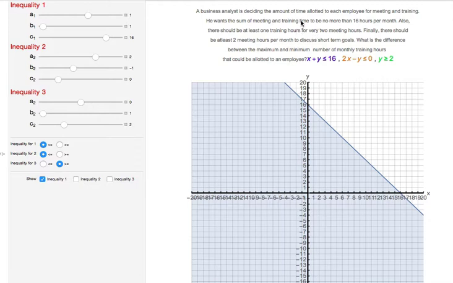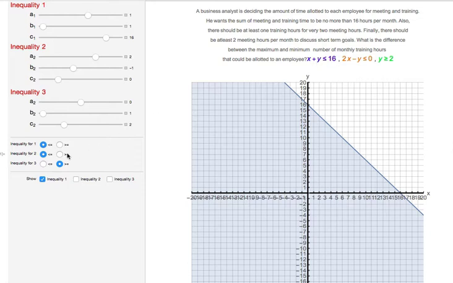So the training hours and the meeting hours should not be more than 16. Should not be more than means no more than, that means less than or equal to. Therefore, x plus y is less than or equal to 16, where x is training hours, y is meeting hours.